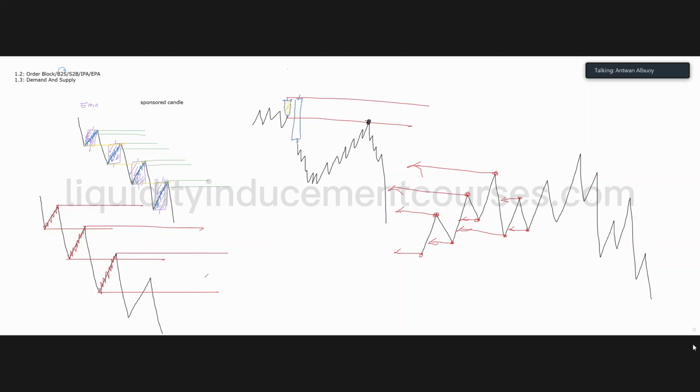Quick question. Can you say that definition one more time? The demand is not in the sponsored candle. The entire buy to sell and sell to buy pressure that you see on the lower time frame is your supply and your demand level, not the sponsored candle. And that entire buy pressure or sell pressure, the buy to sell or sell to buy, can be your order block on the higher time frame.